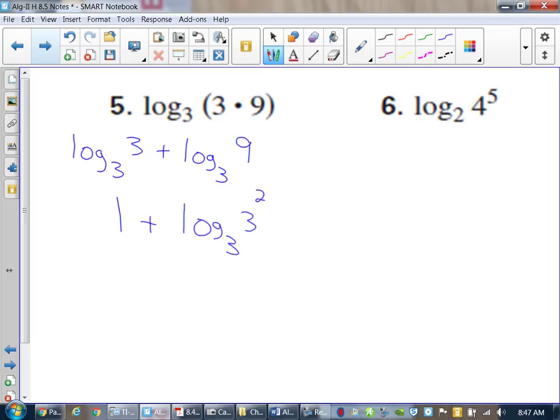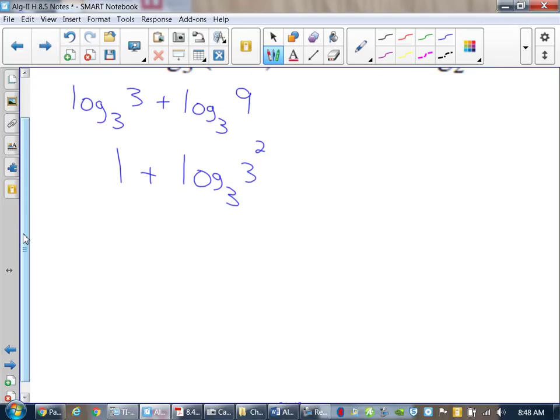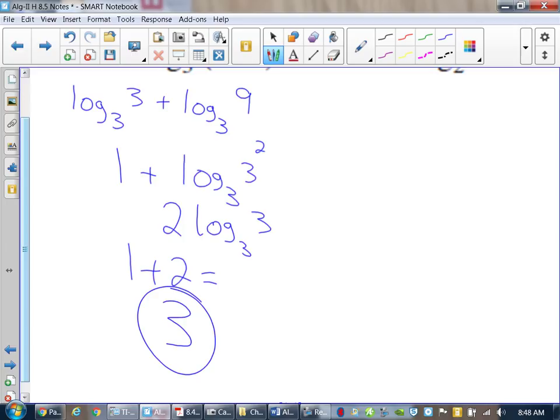Now, doesn't that break into the idea of something to an exponent? What can I do with that exponent? I can put it out in front of it. Yes. And that's why this works. Because 2 times the log base 3 of 3 is what? 2. So that logarithm simplified out to be 3.